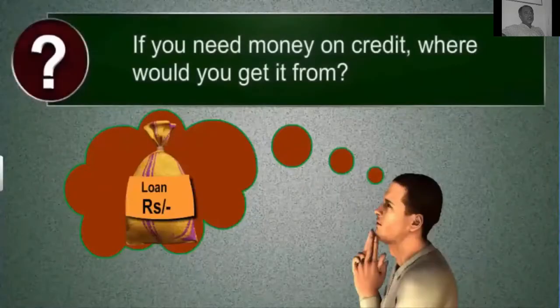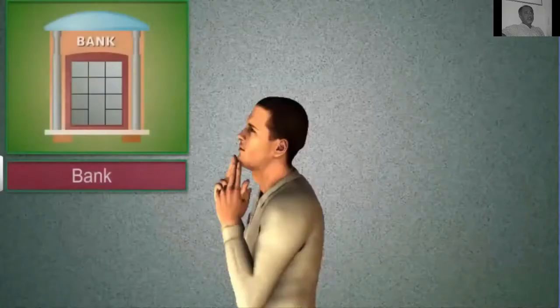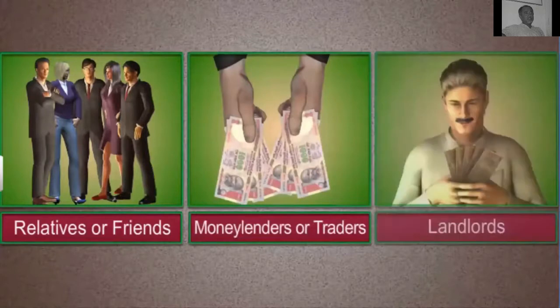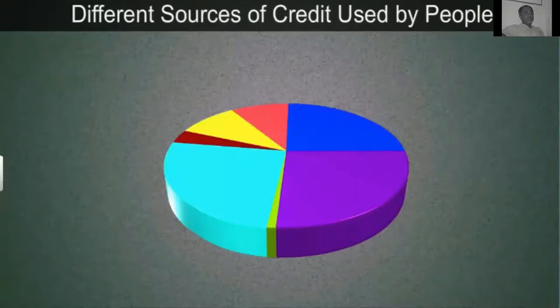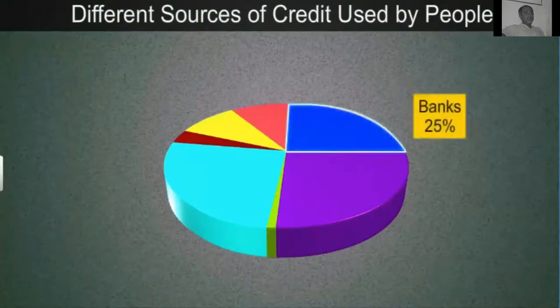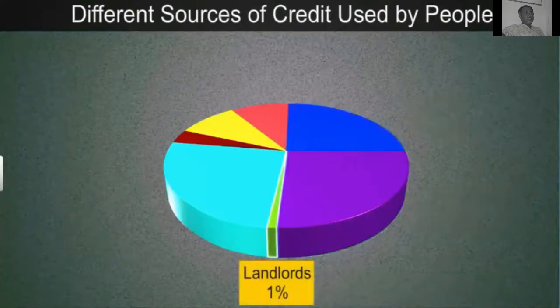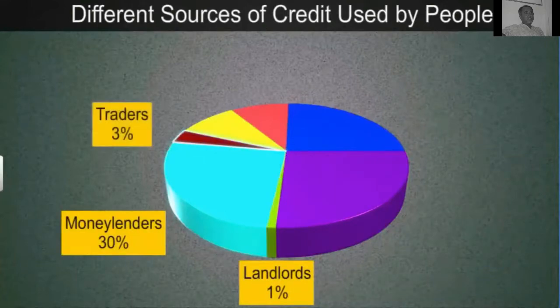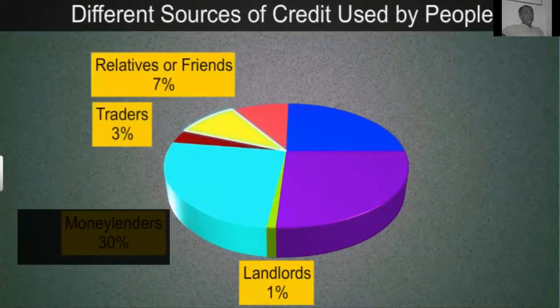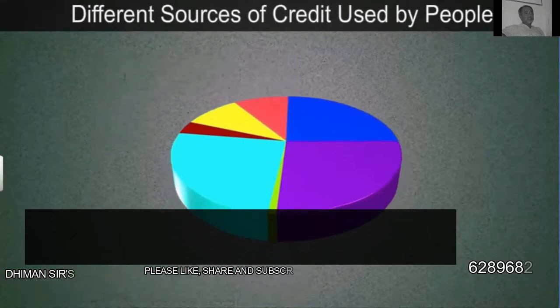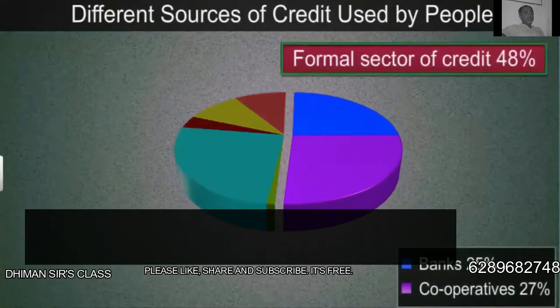If you need money on credit, where would you get it from? You could either go to a bank or a cooperative society, or approach your relatives and friends. You could also go to professional moneylenders and traders, or to a landlord if you are in a village. The chart here shows the different sources of credit for rural households in India in 2003. Banks and cooperative societies constitute the formal sector of credit. Landlords, moneylenders, traders, relatives, friends, and other sources of credit constitute the informal sector of credit. Thus, we see that the formal sector provides only marginally more credit than the informal sector.